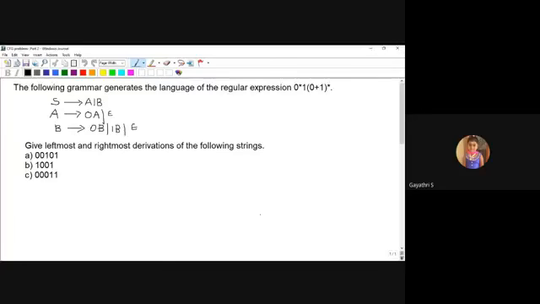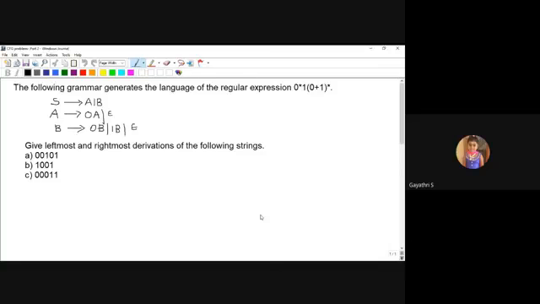Okay, so this is the problem. This is your textbook exercise problem. The following grammar... Here they have given the input as a grammar, so there is no need to write the grammar for the regular expression. The regular expression as well as the grammar for the regular expression are both given as input. The following grammar generates the language of the regular expression 0*1(0+1)*, and these are the production rules.